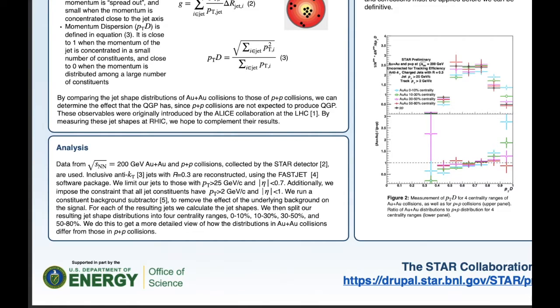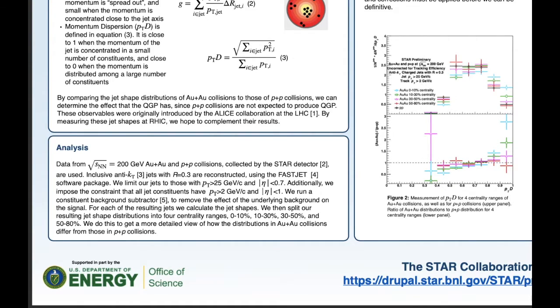We limited our jets to those with PT greater than 25 GeV/c and absolute value of eta less than 0.7. Additionally, we imposed the constraint that all jet constituents have PT greater than 2 GeV/c and absolute value of eta less than 1. These cuts are mostly for the purpose of mitigating systematic uncertainties. Then with the jets that make it past the cuts, we calculate the jet shapes.